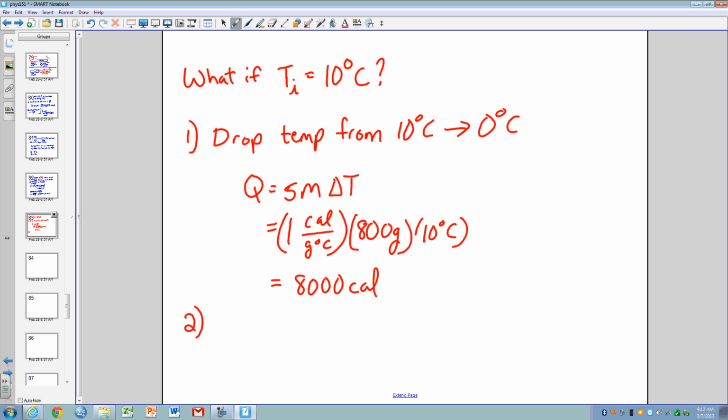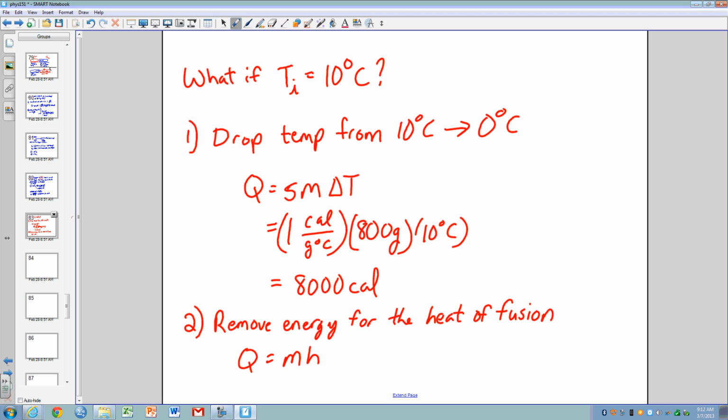And then the second step is to remove energy for the heat of fusion, or to remove that heat of fusion. And we did that last time. That Q is equal to M times H_F. That's 800 grams. Remember, our heat of fusion is a measure of energy per mass. So that was 80 calories per gram. This is just from the previous example.